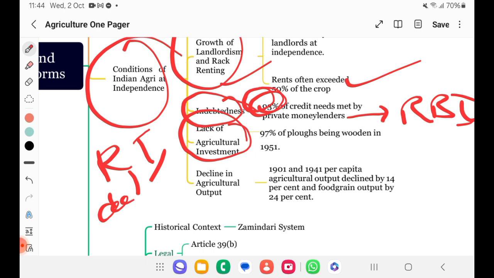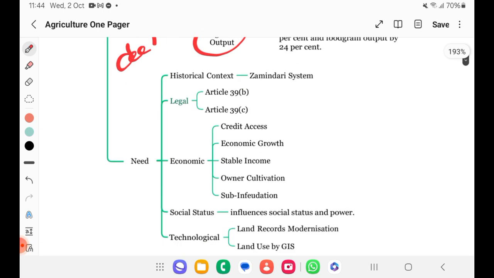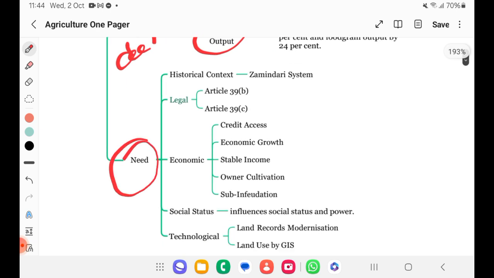So there is so little investment. 97% of the plows being used were wooden plows. Okay. Decline of agriculture. Finally, agricultural output declined. This was the condition. So, what was the need? So, historical context, we have the zamindari system. So that's why we wanted reform. It was zamindari. We want to abolish it.